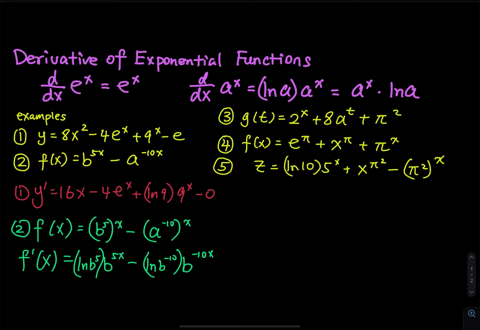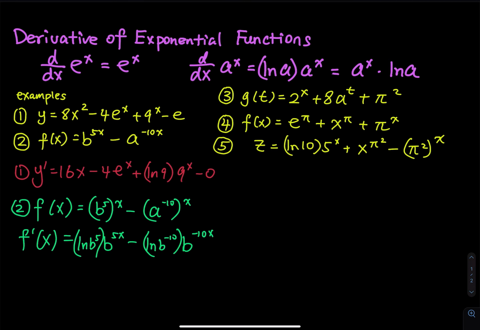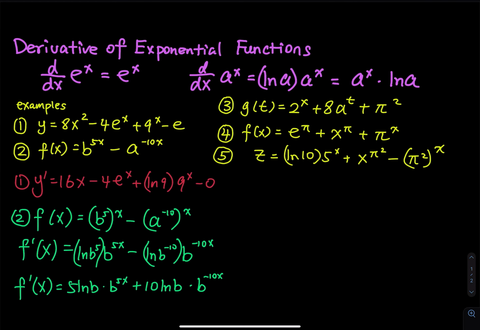And then you learn this from your pre-calculus and intermediate algebra. For the ln term, if there is an exponent, you can bring the exponent down. So f prime of x is equal to 5 times ln b, and then times b to the 5x minus, you bring the negative 10 down, that becomes a plus 10, and then ln b, and then multiply b to the negative 10x.